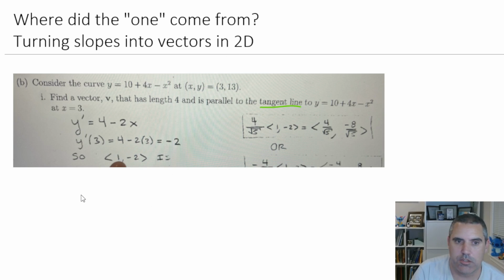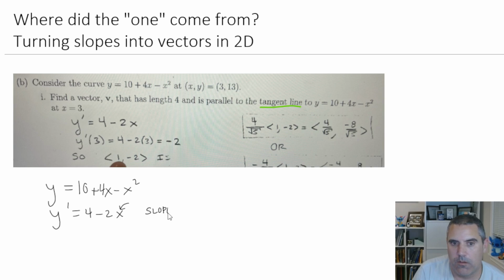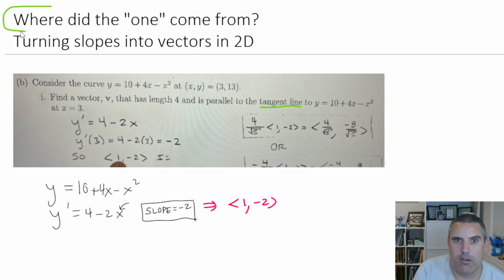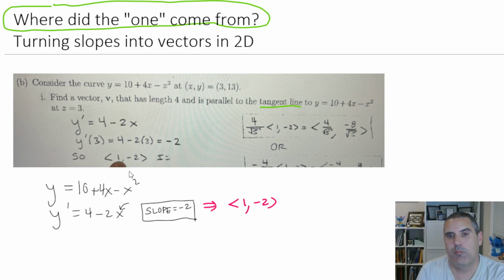It's a 2D question, so let's talk about the question a little bit. They give this function. In order to be parallel to the tangent line, we need to know what the tangent slope is. Since they're talking about when x is 3, we plug in a 3 here, and we get that the slope is -2. But the question wants that in a vector form. And the vector I chose to give in my solution was (1, -2). And that's when I always get this question: where did the 1 come from? I addressed this the first time we saw it, but it just sort of pops up out of nowhere. What the heck is going on?